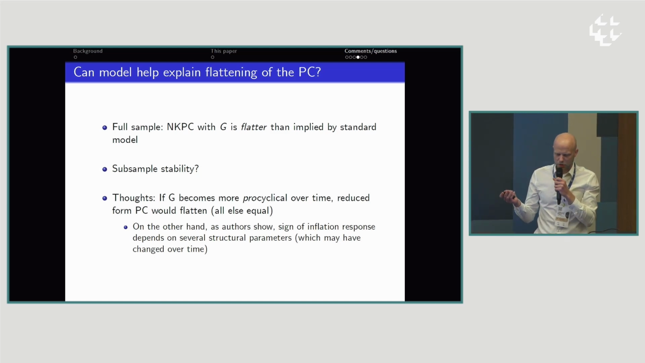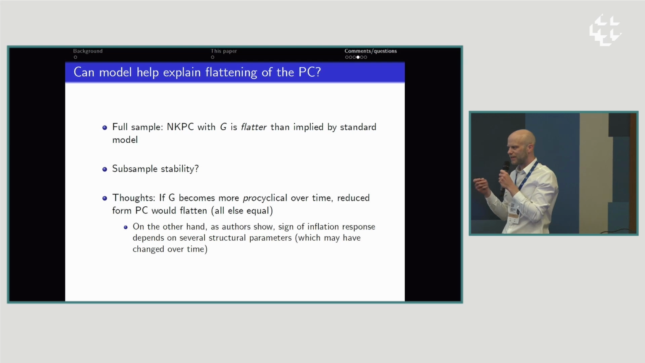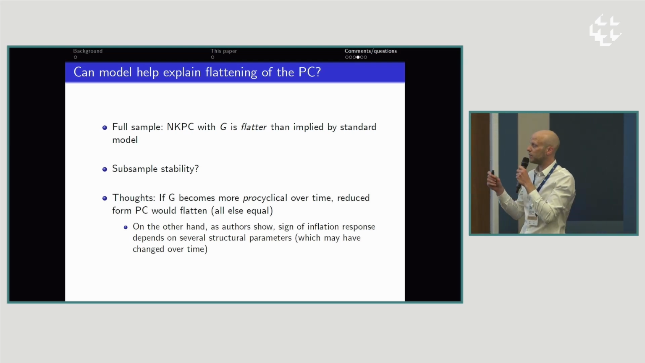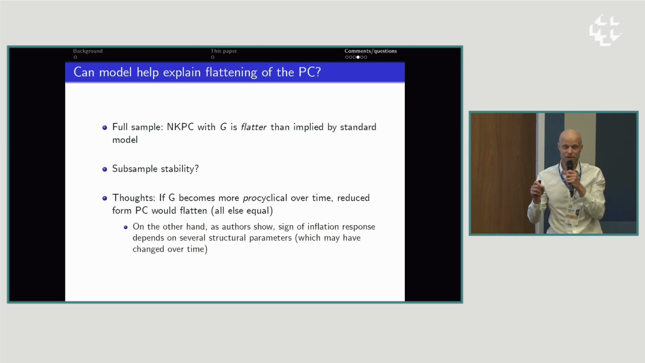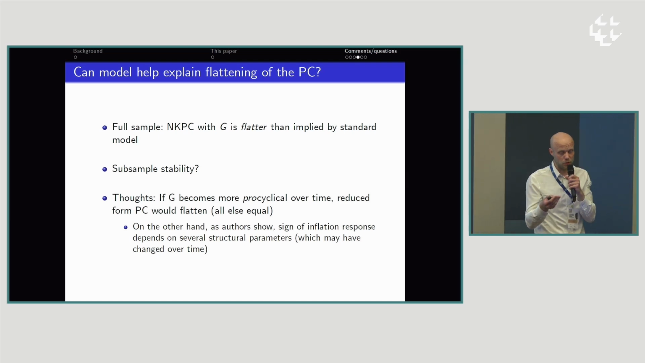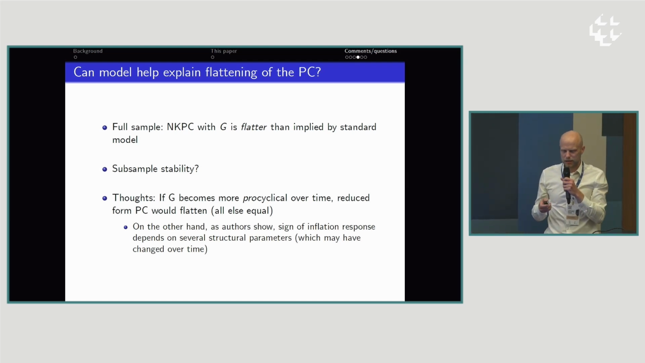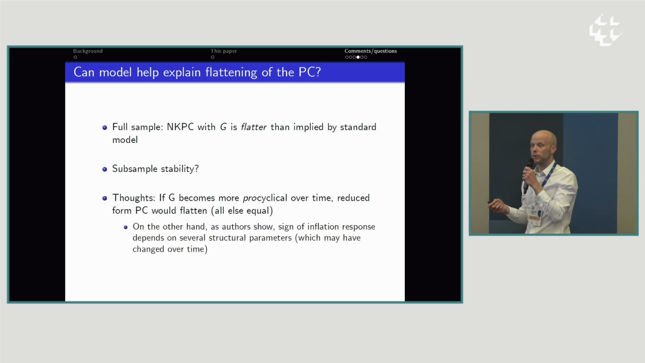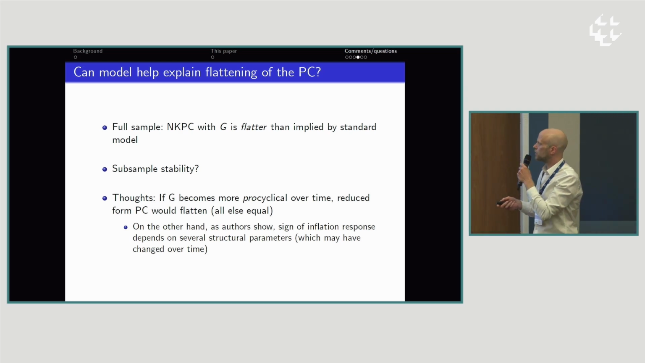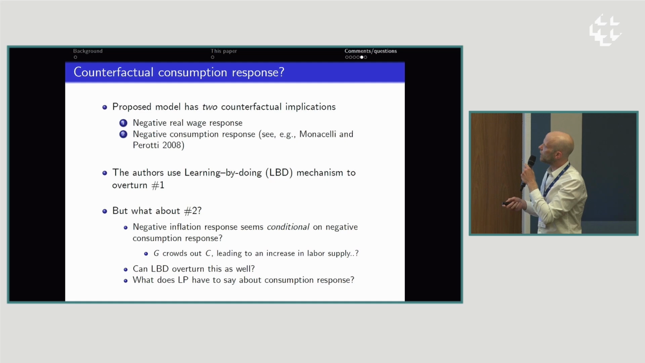On the other hand, as the authors show, the sign of the inflation response depends on many different structural parameters, including some monetary policy coefficients, which may also have changed over time. So it's kind of unclear exactly how that would affect the slope of the Phillips curve, but I think that would be a really, really interesting future avenue.